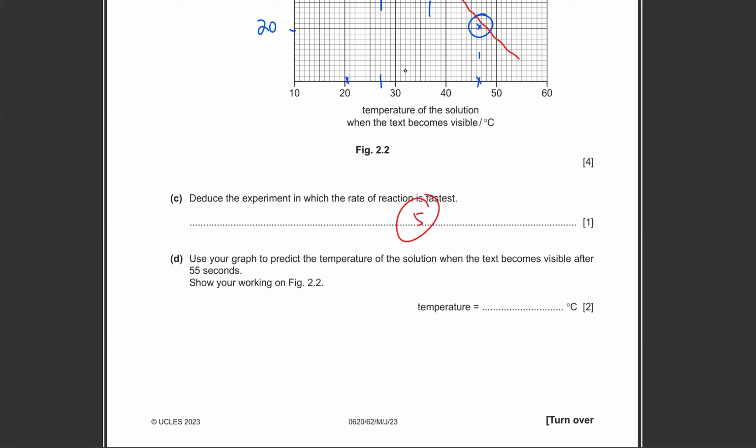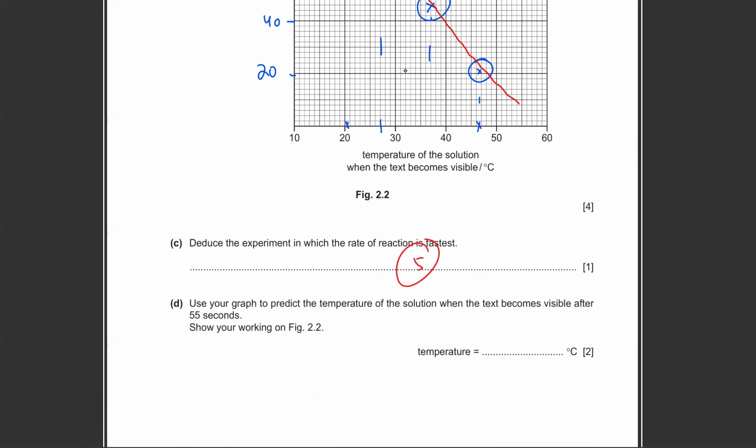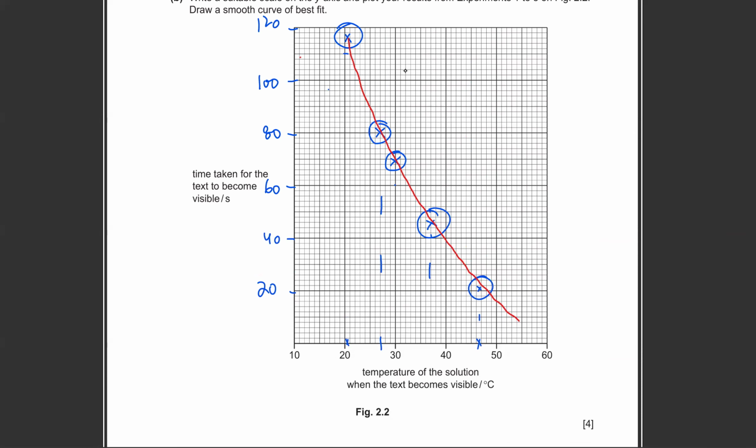Use a graph to predict the temperature of the solution when the text becomes visible after 55 seconds. Let's just go to 55 seconds, to predict the temperature. So ये 50 है? It says 55. 55 is between the 50 and 60, so it's this one, right? This is 50 seconds. 55 is this, right?